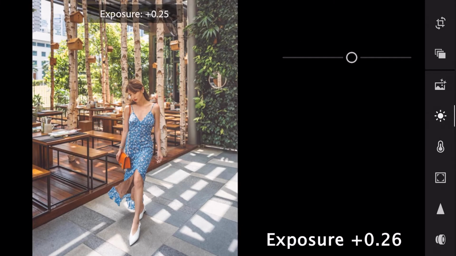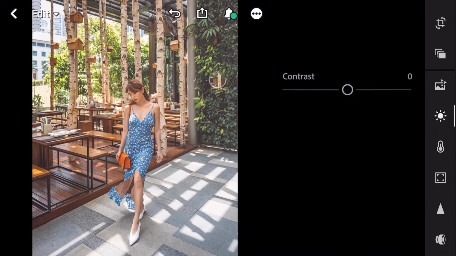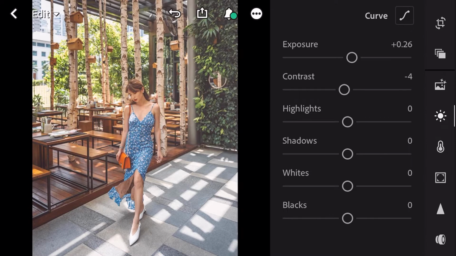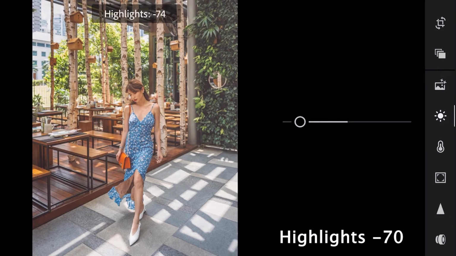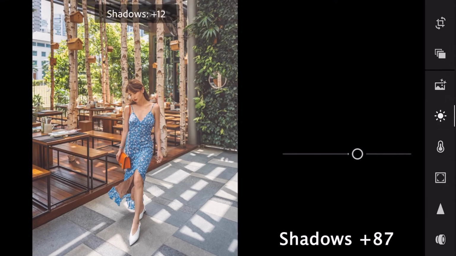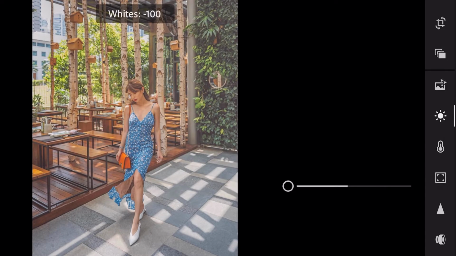Exposure plus 0.26. Contrast minus 4. Highlights minus 70. Shadows plus 87. And whites minus 100.